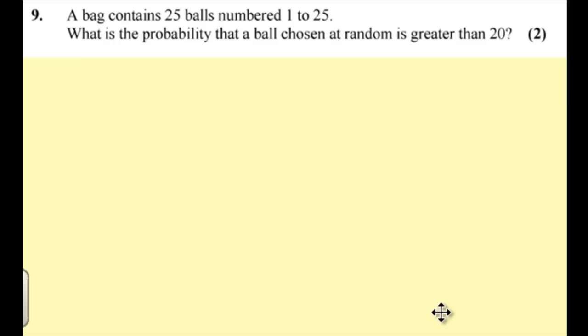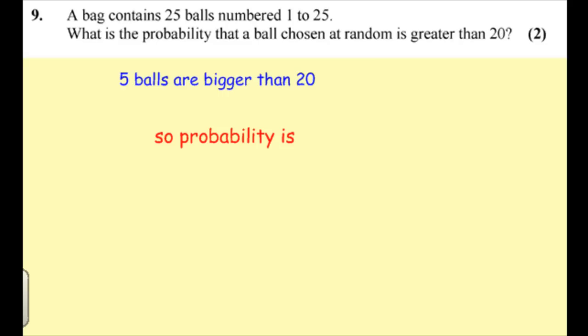A bag contains 25 balls, numbered 1 to 25. We're asked to find the probability that a ball chosen at random is greater than 20. Now, there's 5 balls that are bigger than 20. So the probability is going to be 5 over 25, which is 1/5.